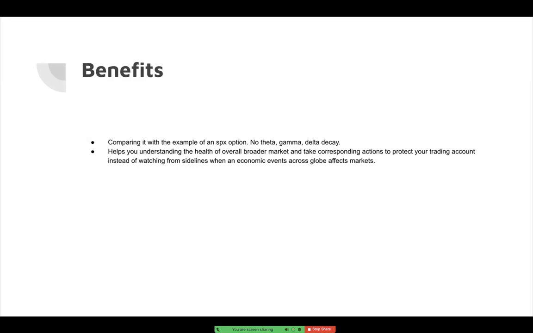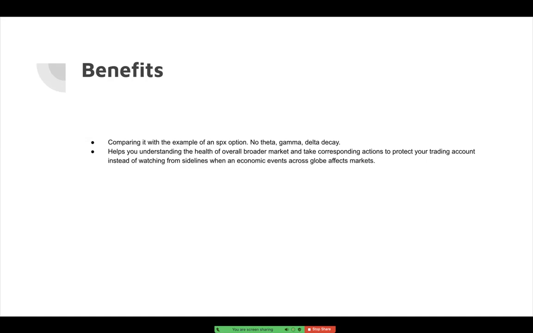You can make use of it by trading the ES instead of watching it from the sidelines when bigger economic events happen. Let's say New Zealand declares a crisis, and so the New Zealand stock market will tank. That will have an equivalent impact on the US market as well. So what would you do at the time? You can make use of ES to protect your account. You can go short on it and protect your account as the markets fall and gap down the next day morning.